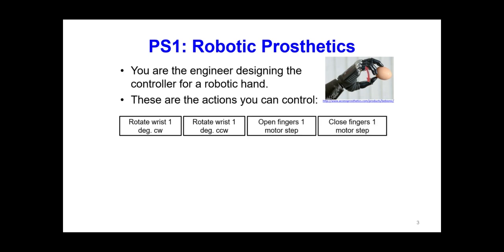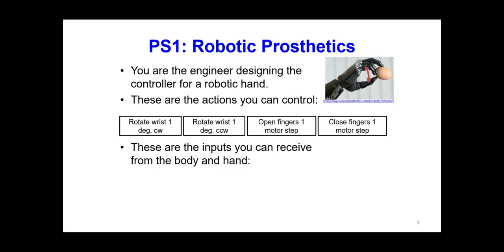Or you can open the fingers by 1 motor step. Or as a fourth action, you could close the fingers by 1 motor step. So those are the things that you can control.